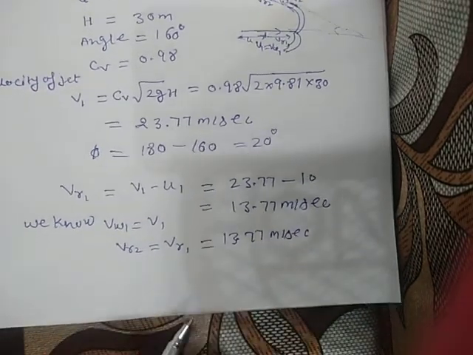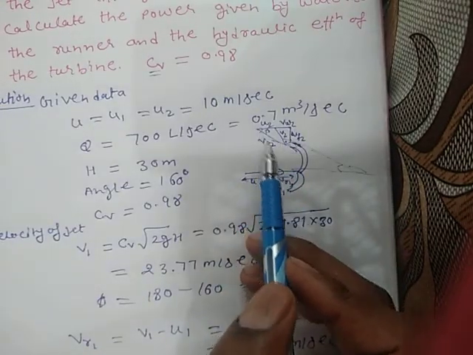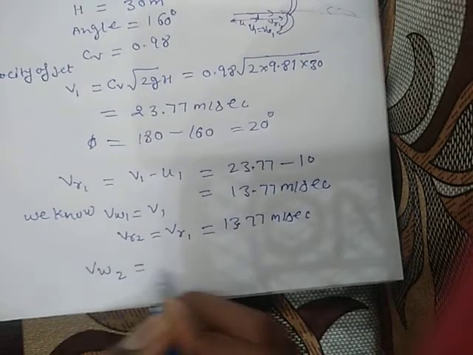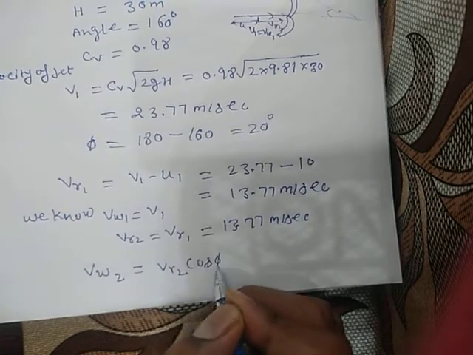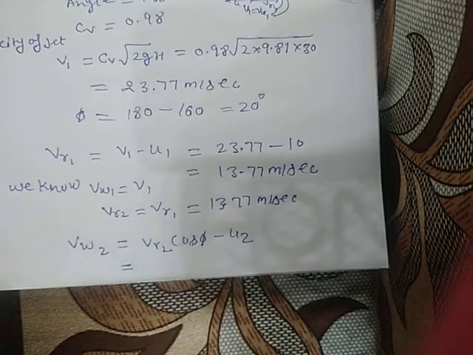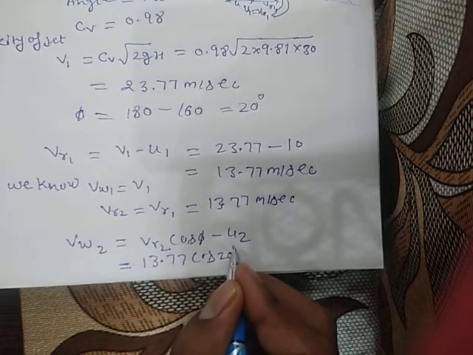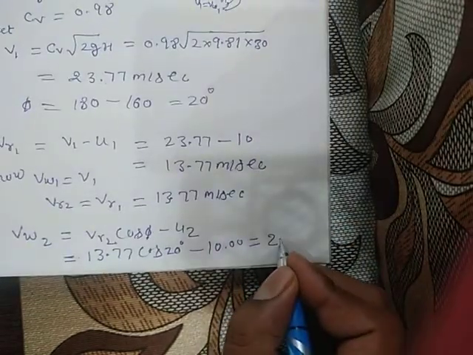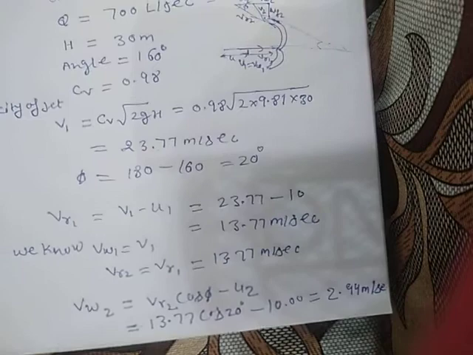Then from this velocity triangle, we can write VW2 is equal to VR2 cos phi minus U2. So write down the value of VR2: 13.77 cos 20 minus 10 is equal to 2.94 meter per second.